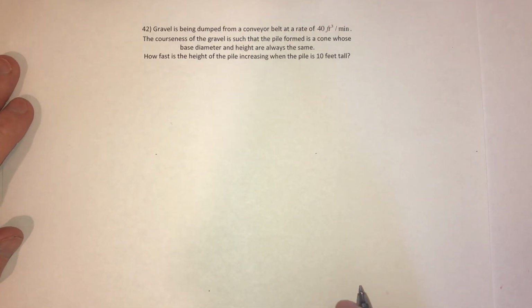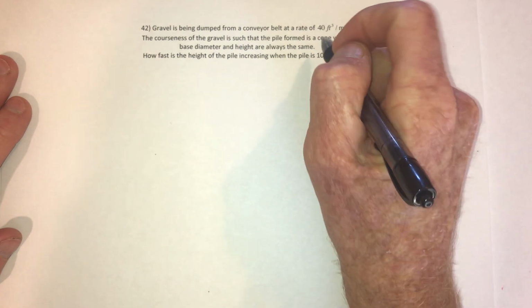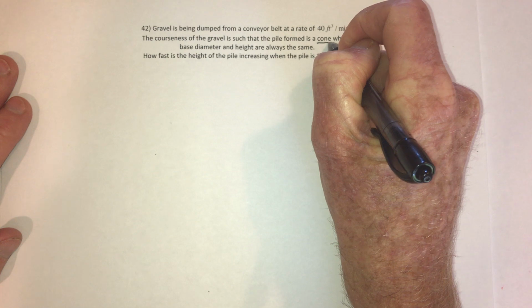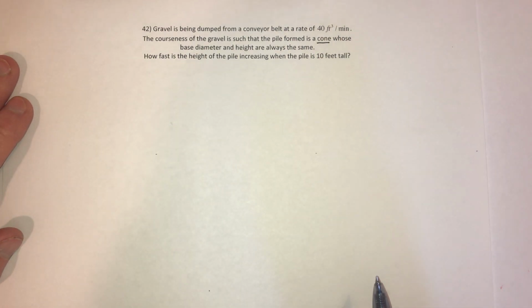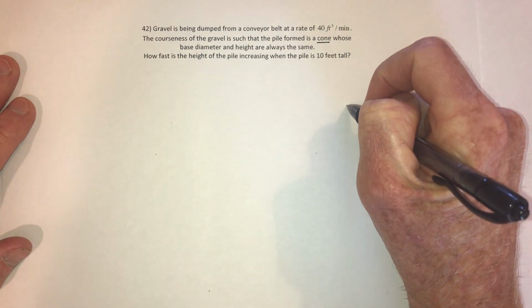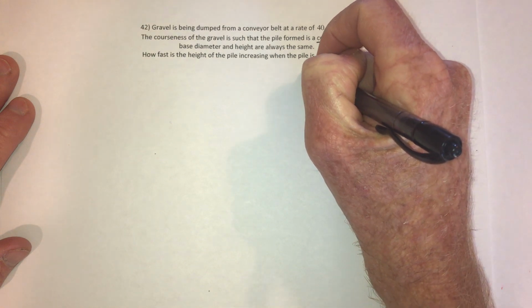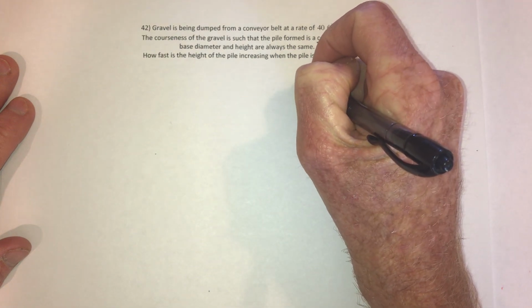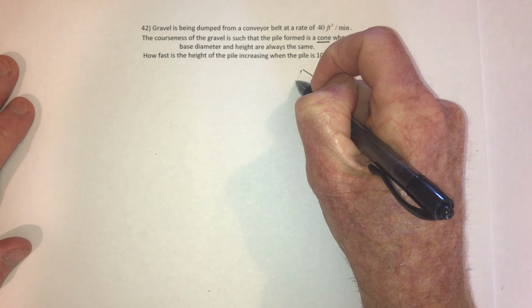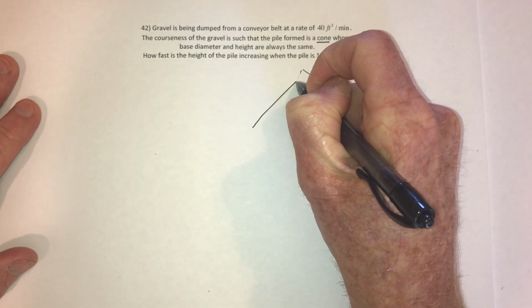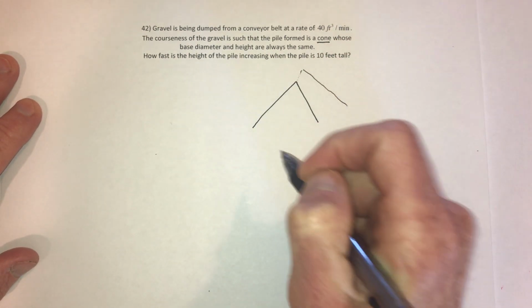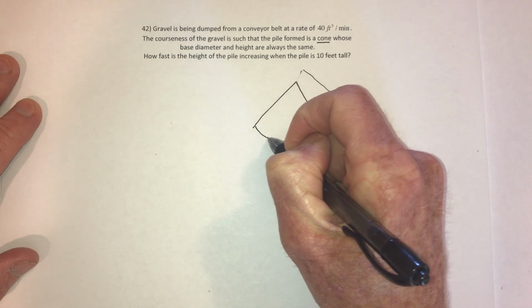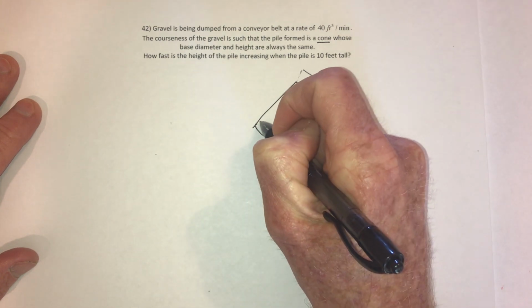So here's a good related rates problem. Gravel's being dumped from a conveyor belt. I was looking for the keyword. There's a keyword. It's forming a cone. So there's this conveyor belt that goes up like this, and then the gravel drops down, and then it makes a pile. And of course it's going to be small at the top and then bigger at the bottom. And then it makes a cone.